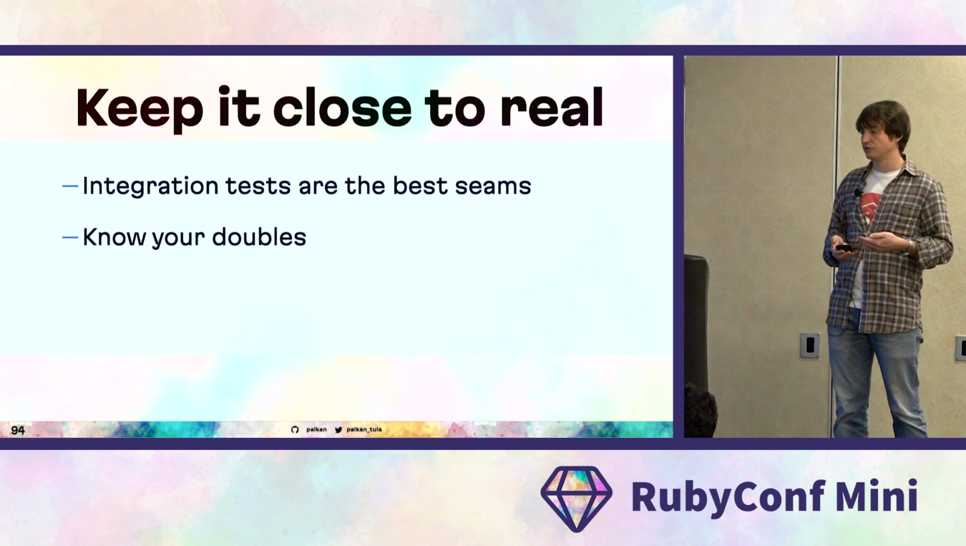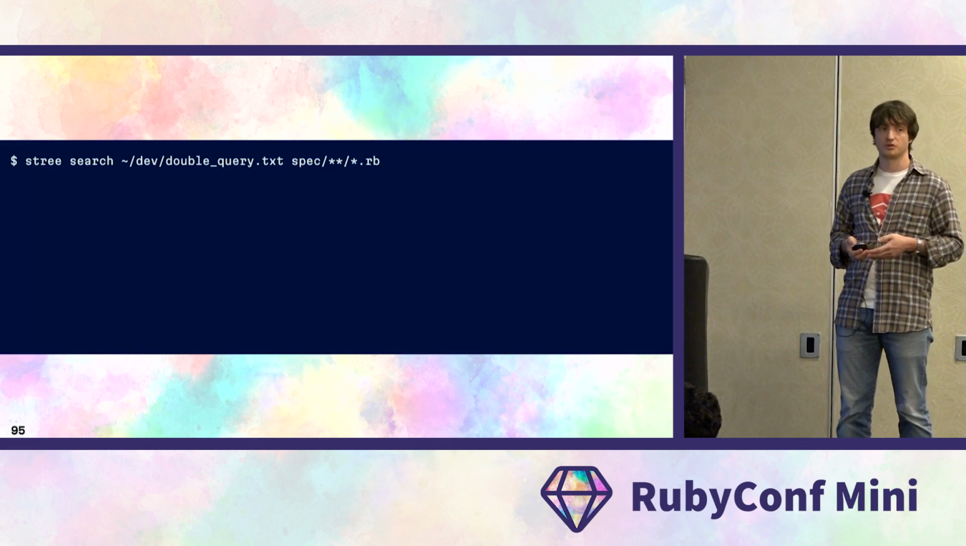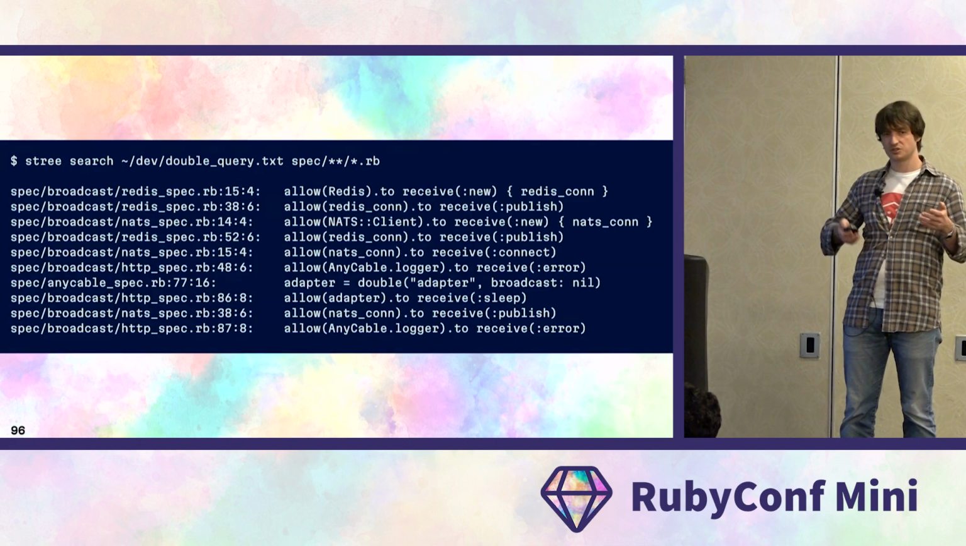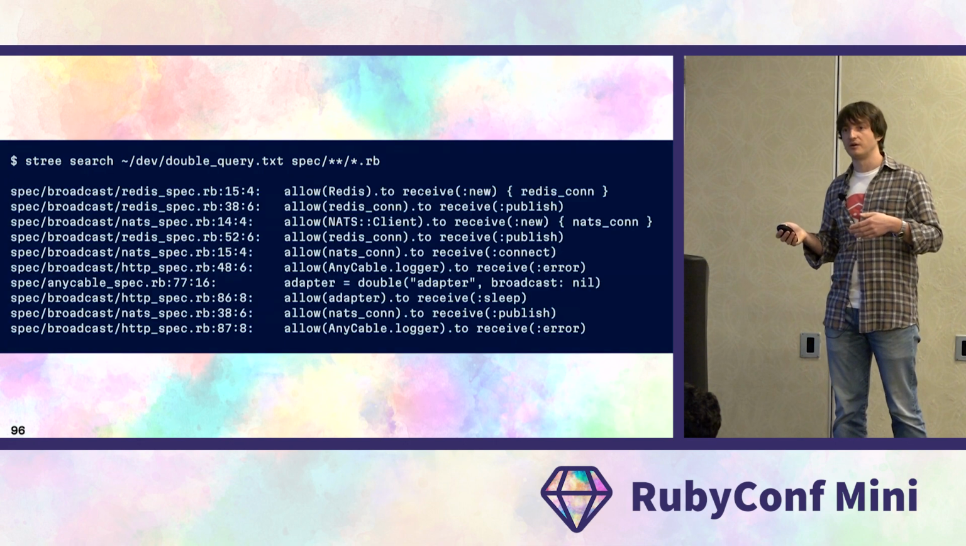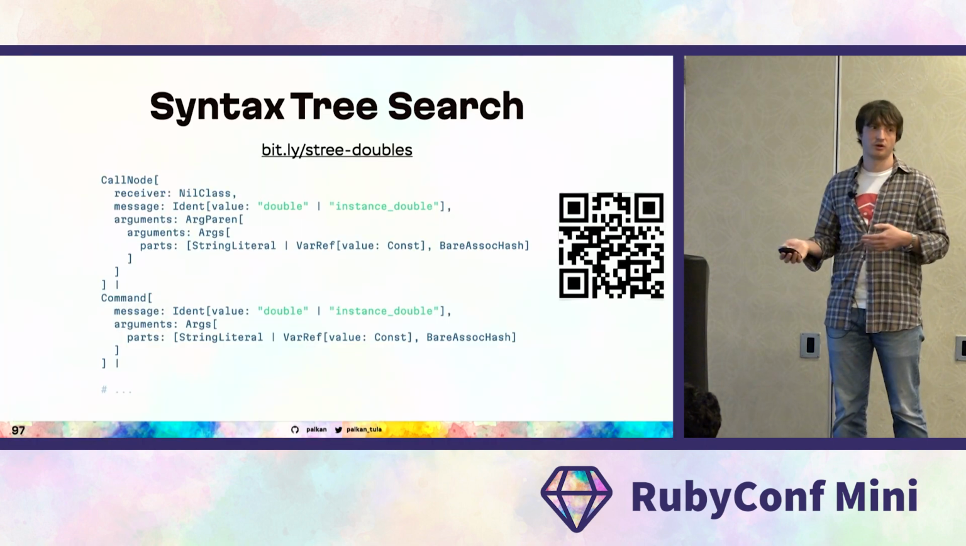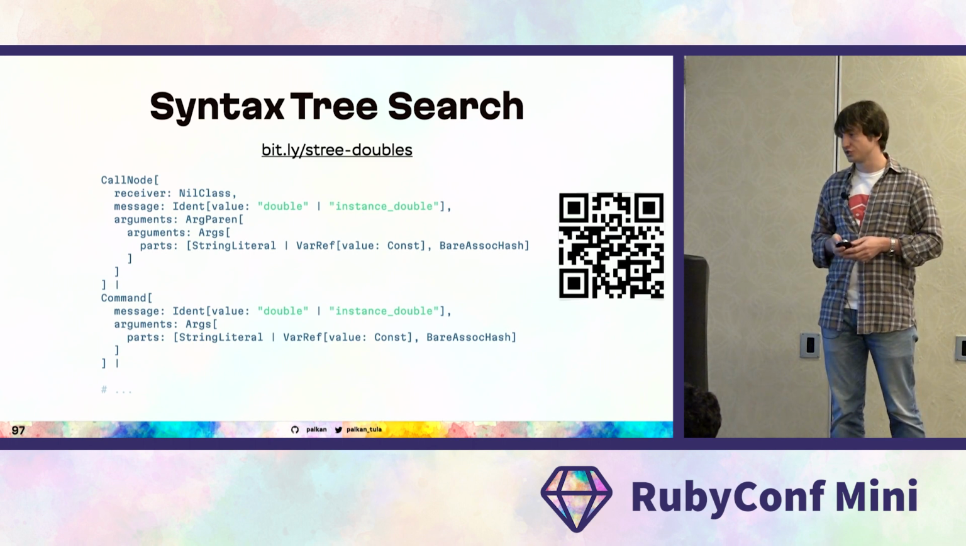And to help you with doing that, I built a query pattern for syntax tree, which could help you to find all the usages of mocked objects across the code base. This is only for RSpec for now. You can learn about syntax tree in the next talk, and find the pattern in the gist.